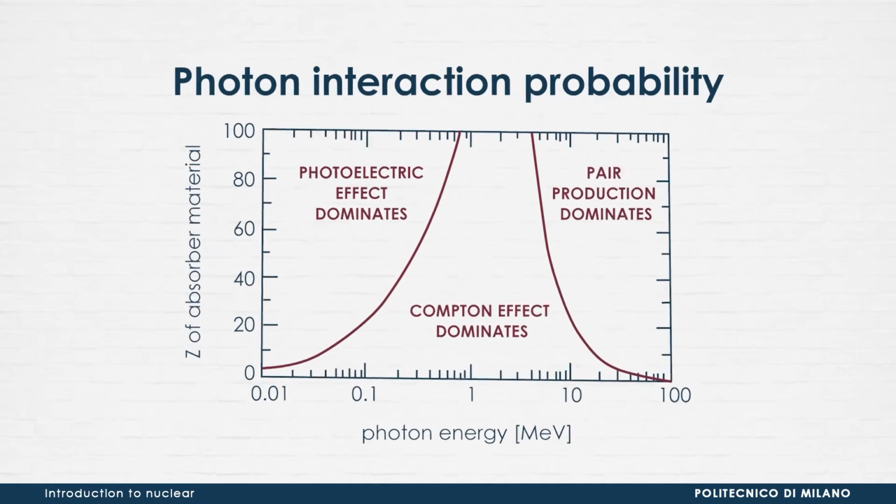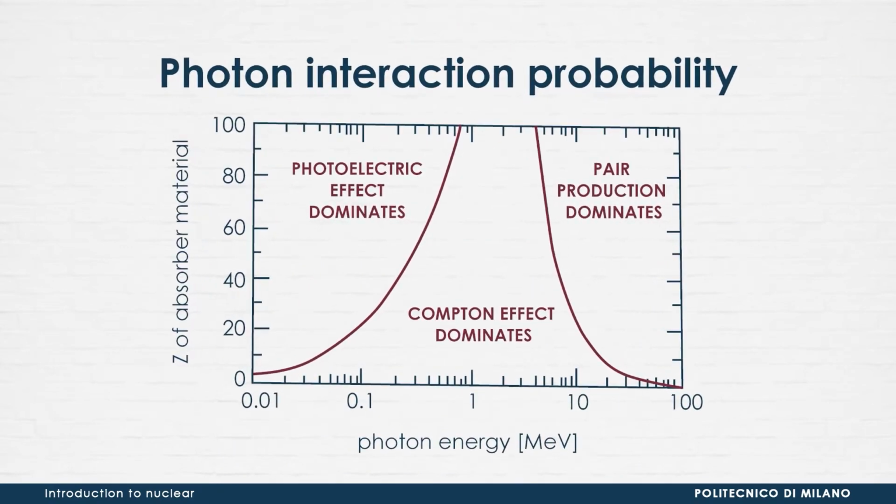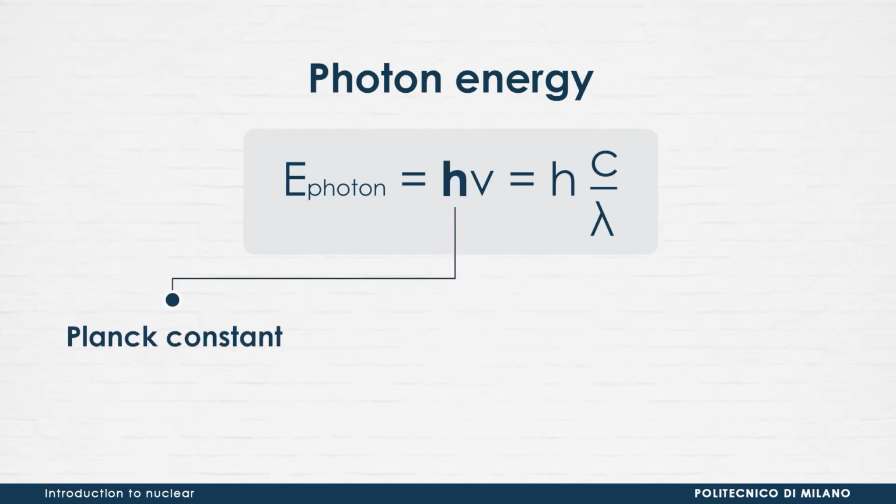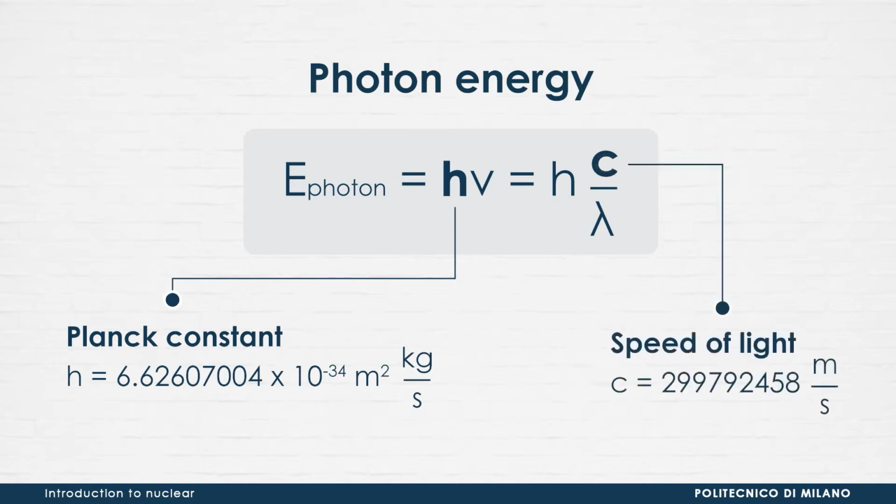For gamma interaction with matter, the probability of a reaction to occur is related to two factors: the atomic number of the material and the energy of the impinging photon. The latter can be expressed as the product between the Planck constant h, which is approximately 6.62 times 10 to the minus 34 meters squared times kilograms over second, and either the photon frequency nu, or the ratio between the speed of light c, that is about 300 million meters per second, and the photon wavelength lambda.